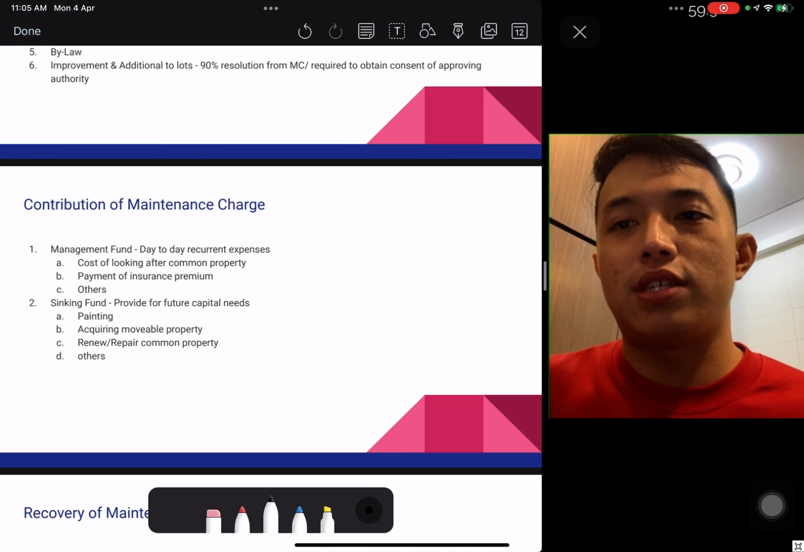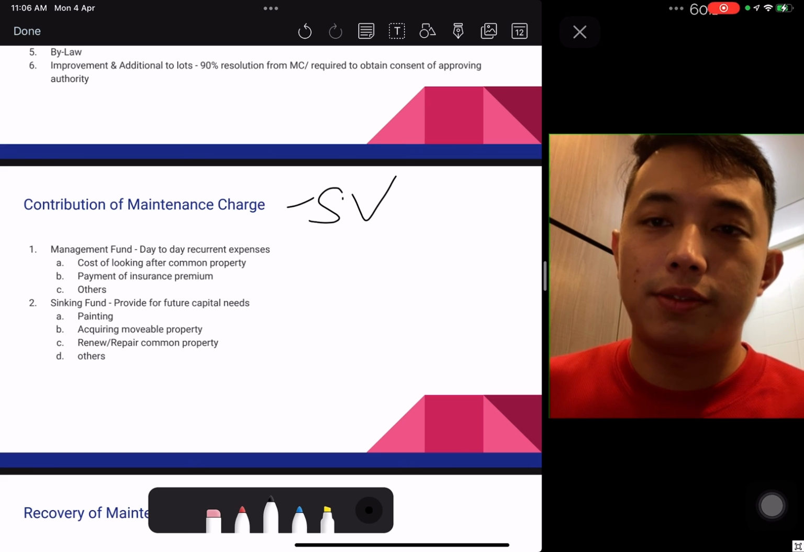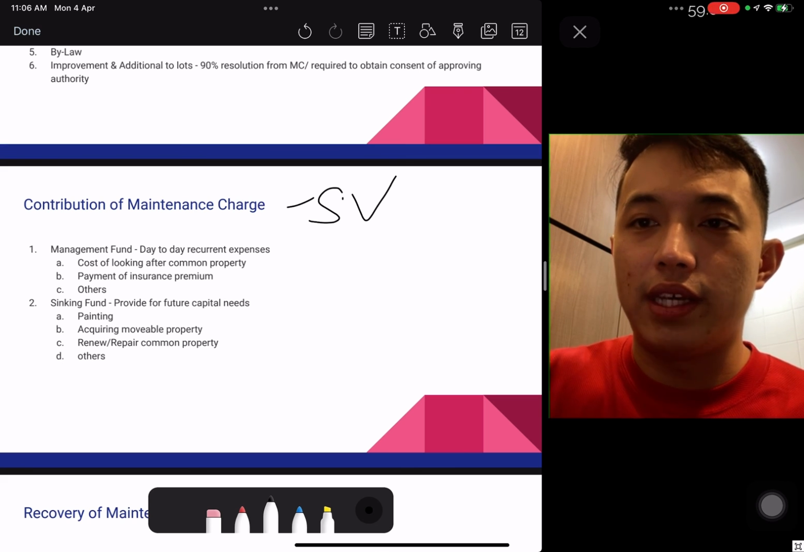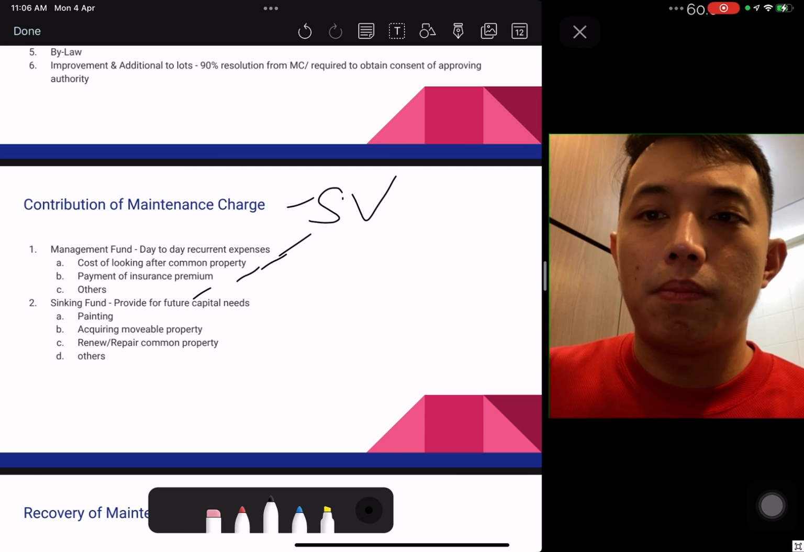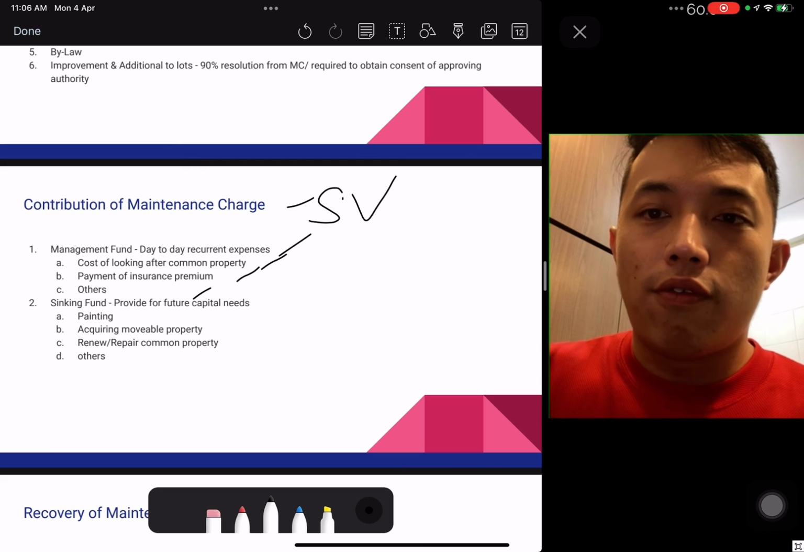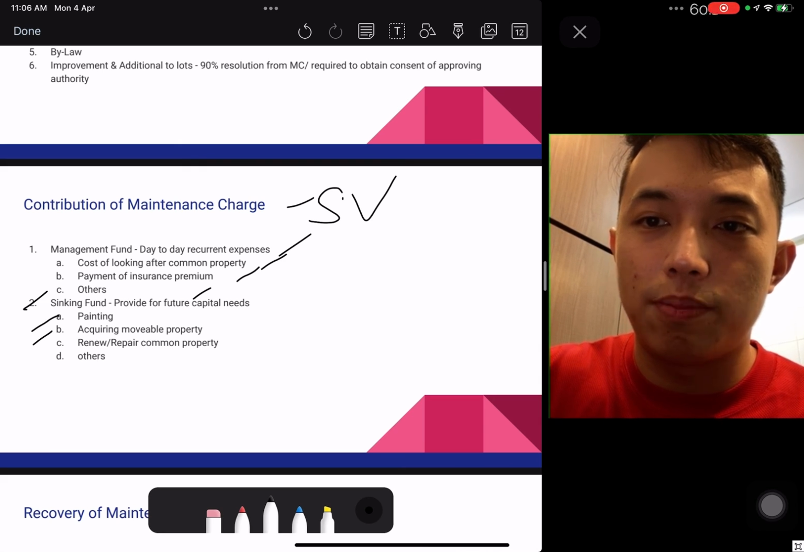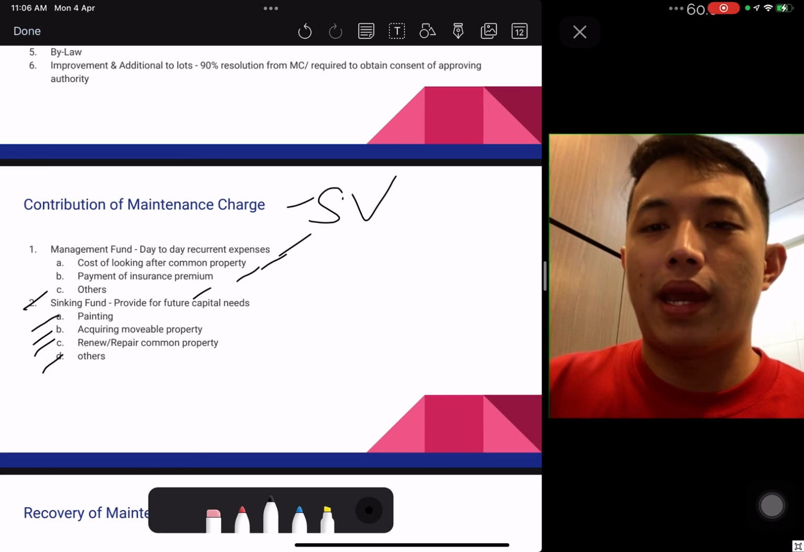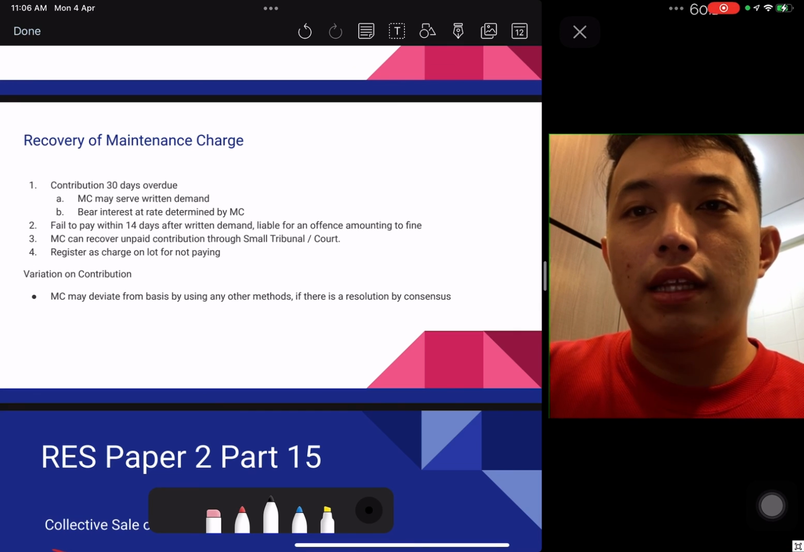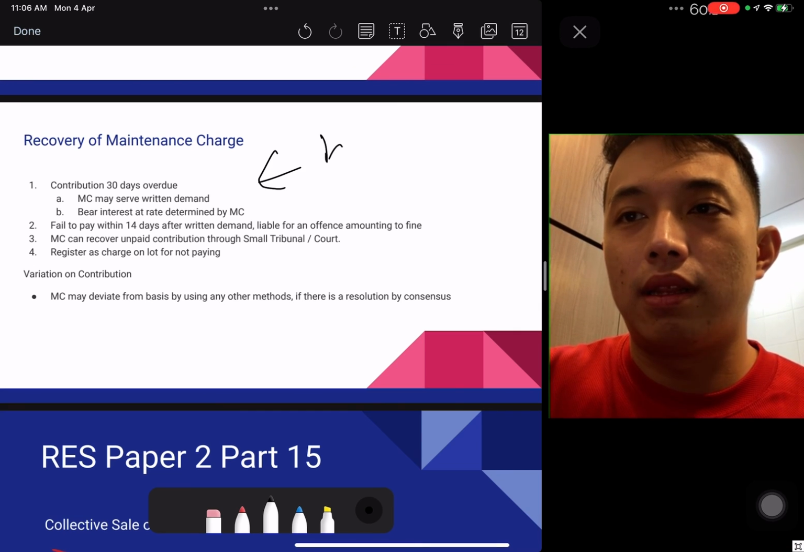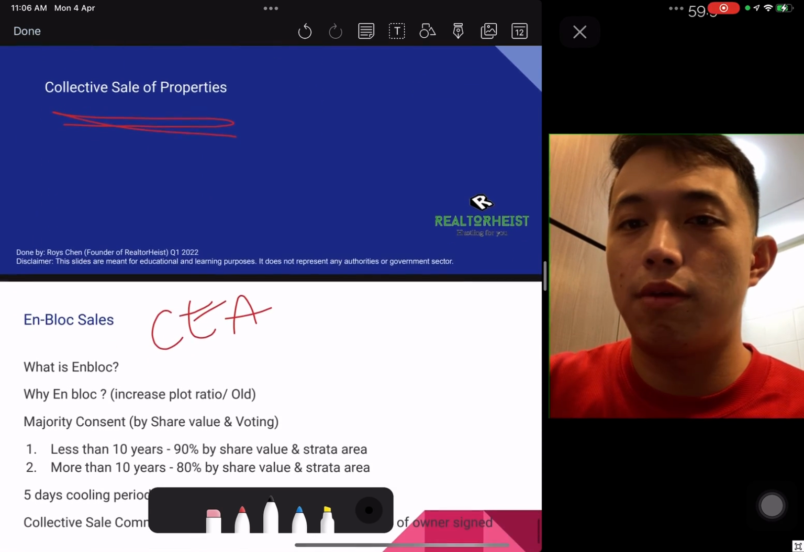Contribution of maintenance fee is based on share value. What are the two types of funds? One is the management fee for daily use, maintenance, insurance, day-to-day. The sinking fund is used for painting, management, acquiring new property, removal of property, repair, and others. If 30 days are due, there is action for late payment; please read up yourself. I'm not going to go through it, okay, guys? Because I have a lot of things to go on with later.